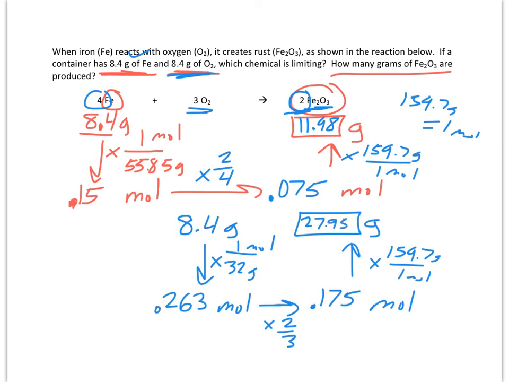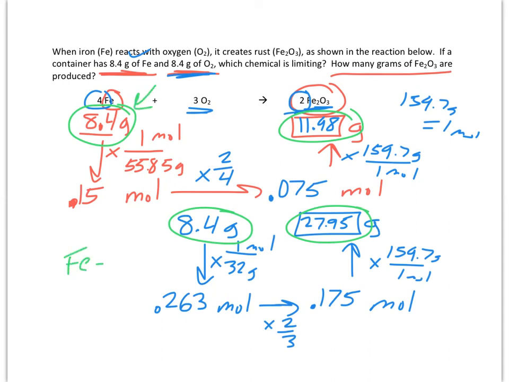Okay, so let's analyze what we did. We have enough iron to make 11.98 grams of Fe2O3. We have enough oxygen to make about 28 grams of Fe2O3. So clearly we're being held back by the iron. So iron is my limiting reactant. As far as how many grams of Fe2O3 are actually made, the answer is the lower number, 11.98 grams. So that's my answer. So it's pretty much just 2 problems and then comparing and seeing which one's smaller.